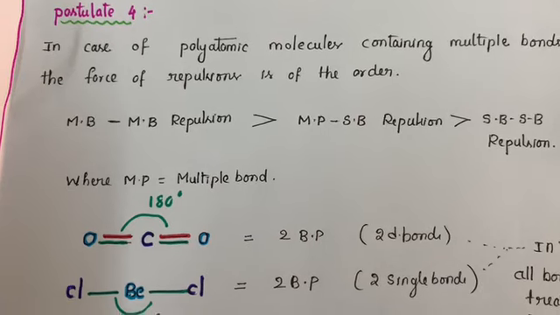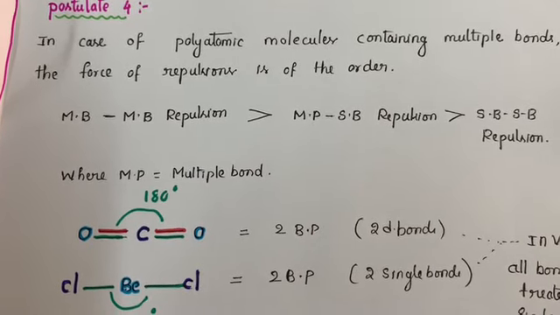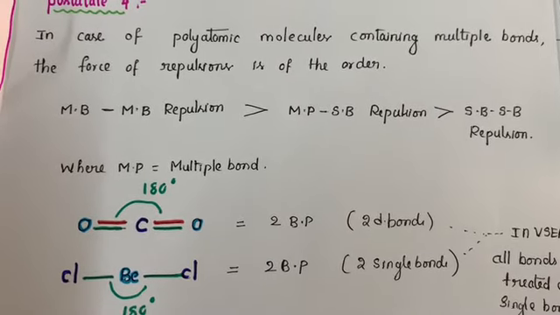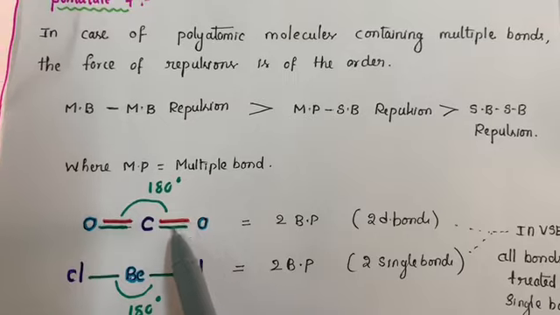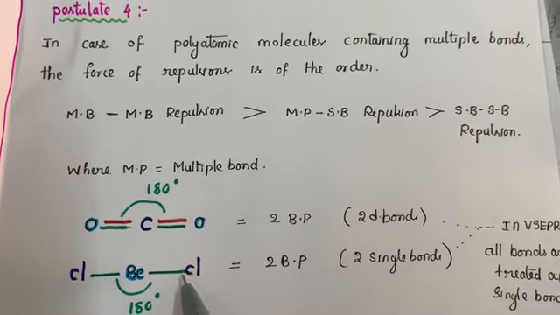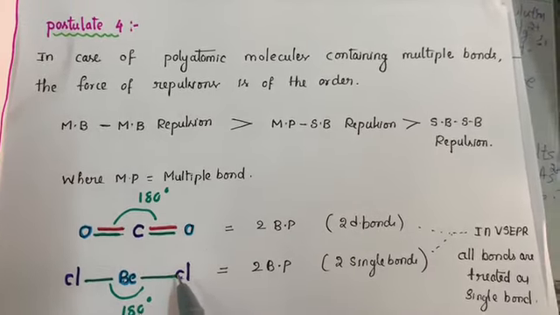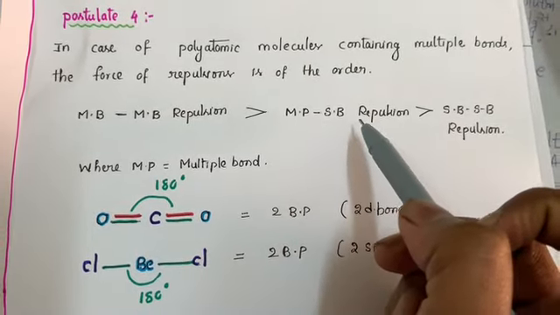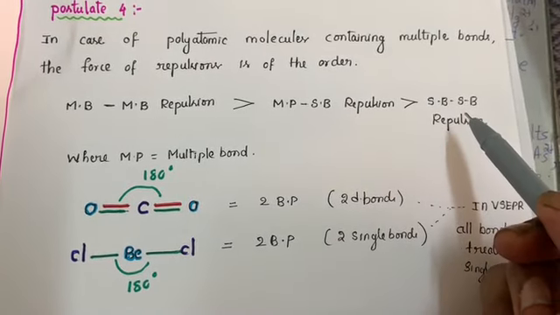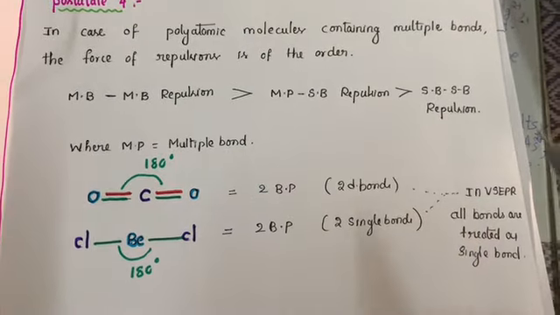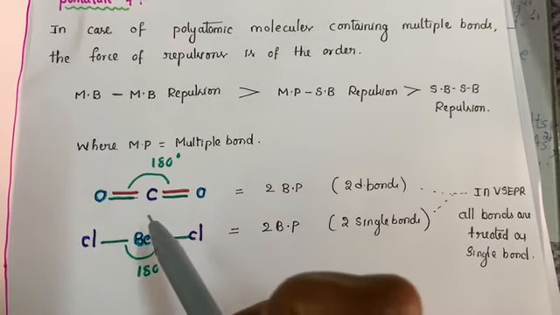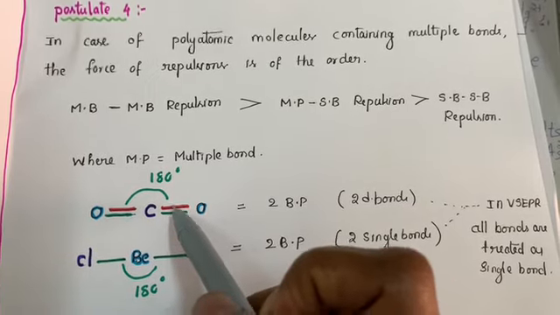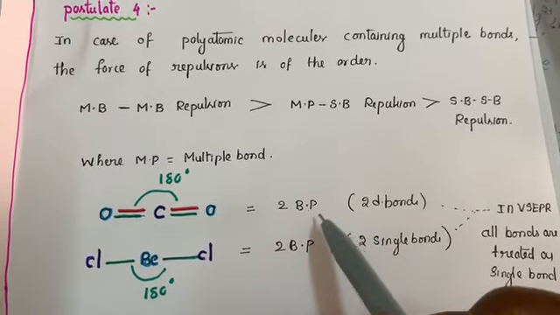Fourth postulate, you can see the relation between the geometry and the number of electron pairs around the central atom. We could see here in the case of polyatomic molecules, some molecules have double bonds, whereas some molecules have single bonds. And when we compare the force of repulsions, the multiple bond repulsions will be very high compared to multiple bond-single bond and single bond repulsions. And also according to the VSEPR theory, all bonds are treated as a single bond. See here, if it is a bond pair, whether it is a double bond, triple bond, whatever it is, we need to consider that as a bond pair.